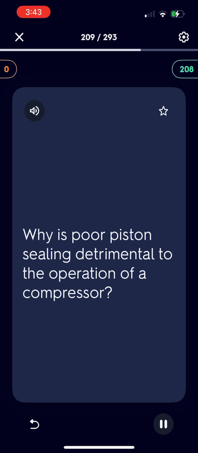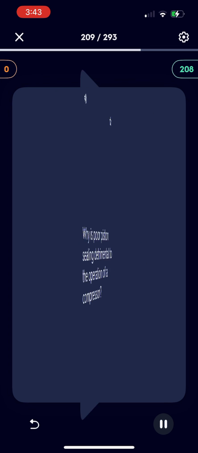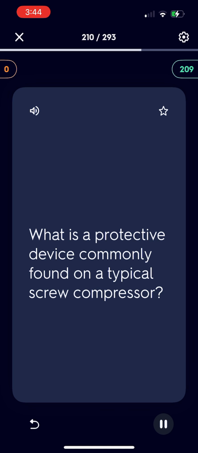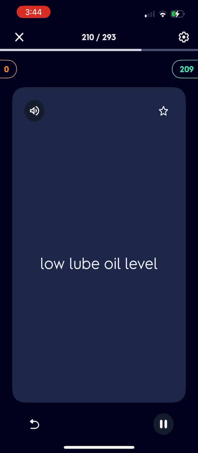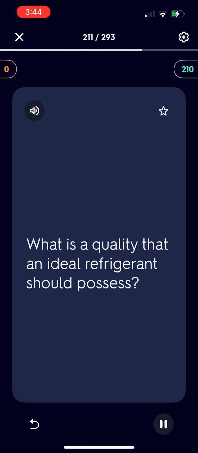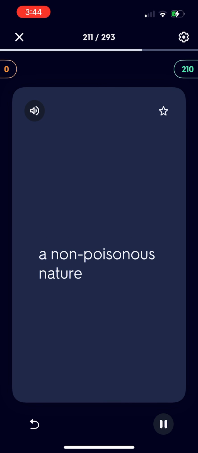Why is poor piston sealing detrimental to the operation of a compressor? It can produce an increased discharge temperature. What is a protective device commonly found on a typical screw compressor? Low lube oil level. What is a quality that an ideal refrigerant should possess? A non-poisonous nature.